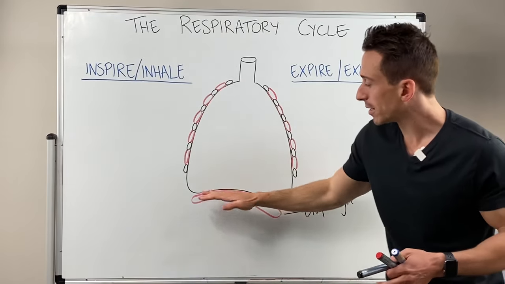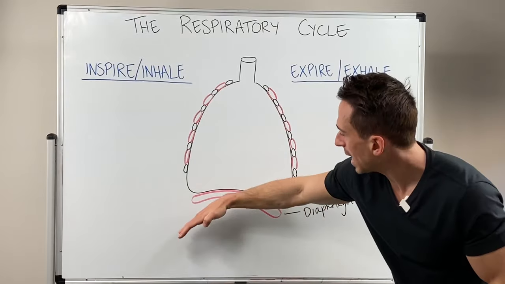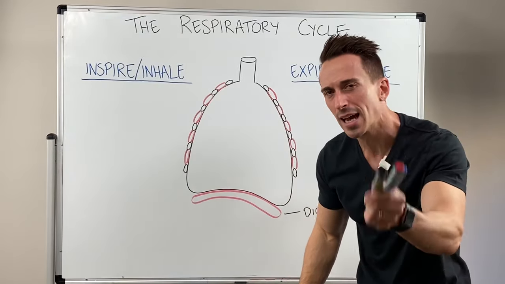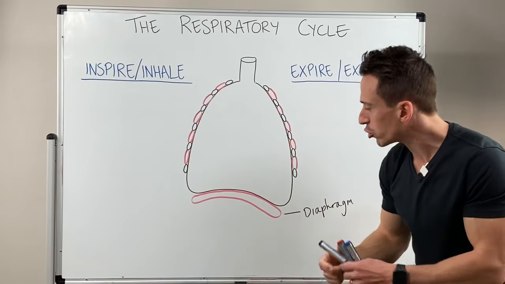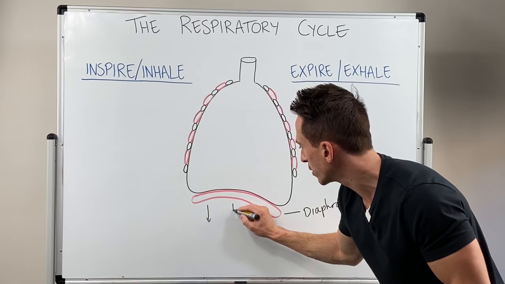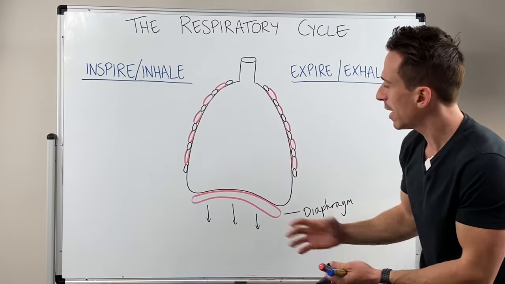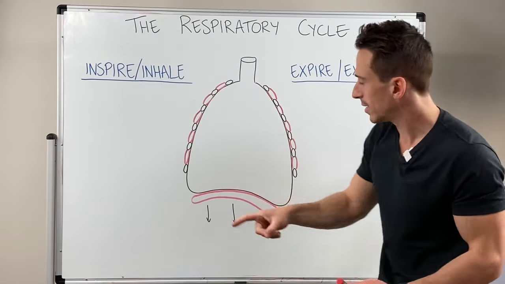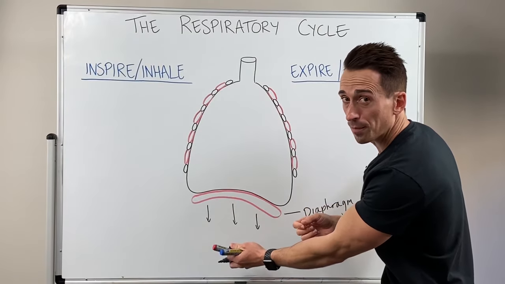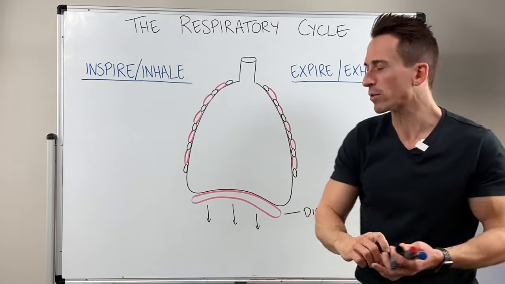So what happens is this: the diaphragm, when it's relaxed, has this dome shape to it, and it's attached to the lung tissue, which we can see here. When the diaphragm contracts, the diaphragm pulls down. Now when it pulls down, it's pulling this region of the thoracic cavity with it, so it gets larger. At the same time, other muscles contract.